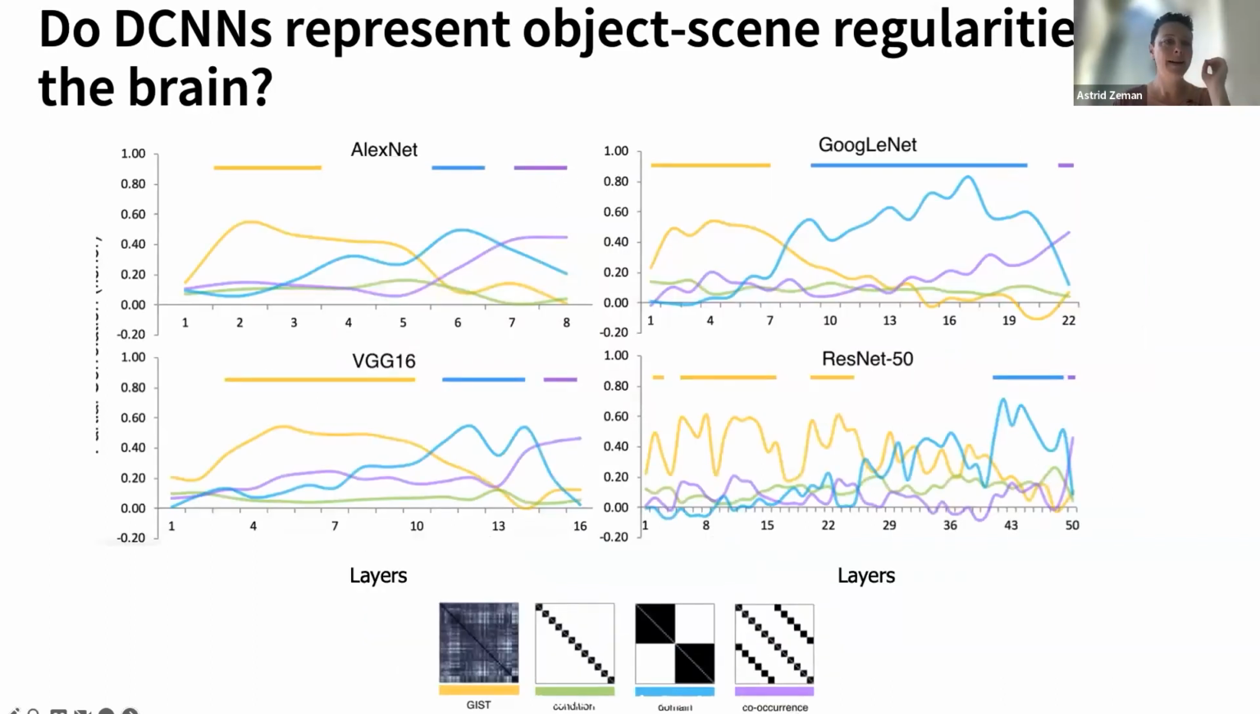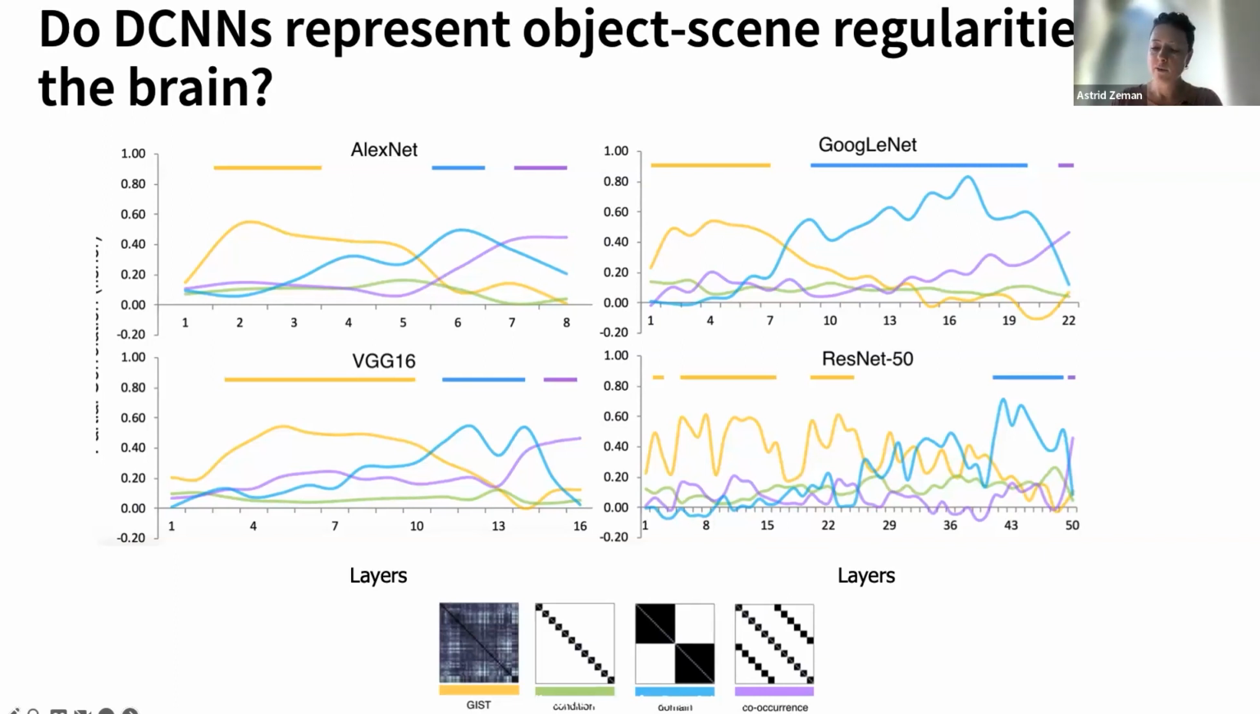This slide is a bit cluttered, but it is just to show that the effect was shown for all networks that were tested, with the transition from yellow to blue to purple in a similar way. So the networks first represent low-level visual properties, then category, and then the contextual information with an animal and its scene. So this result showed that DNNs capture this representational hierarchy that we see in the brain.